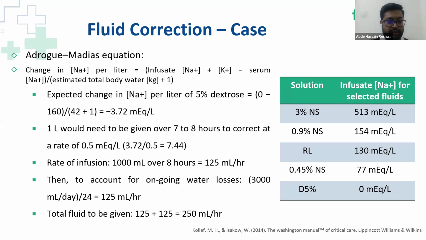In this case, 1 liter of fluid should be replaced over 7 to 8 hours as per the formula. So the rate of infusion over 8 hours will be 125 ml per hour. Plus, we also need to account for the ongoing water losses per day: 3 liters per day divided by 24, again 125 ml per hour. So the total fluid correction rate that we can give is up to 250 ml per hour. And these are the infusate sodium values for selected fluids, from which we can expect changes after administration of 1 liter of these solutions.